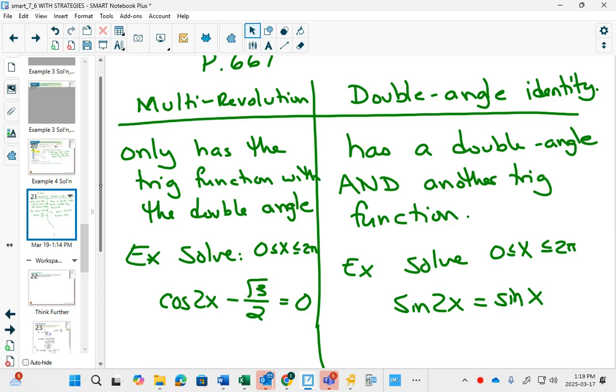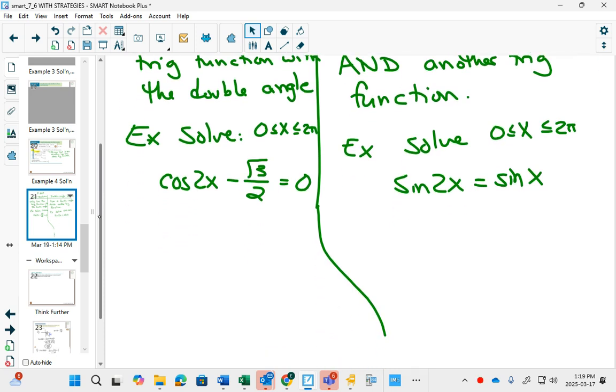Basically it comes down to this: if the only trig function you have is the double angle, then you can think of it as a multi-revolution question. However, if you have another trig function in the question, then you should think of it as a double angle formula. So, a review first of the multi-revolution. Here we have cos 2x, it's the only thing in the function, so I'm going to solve this like a multi-revolution question.